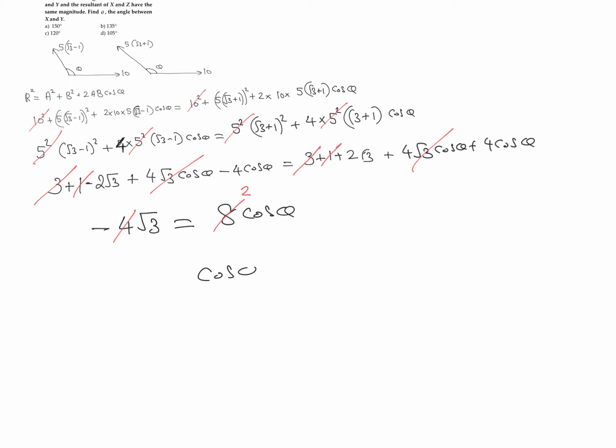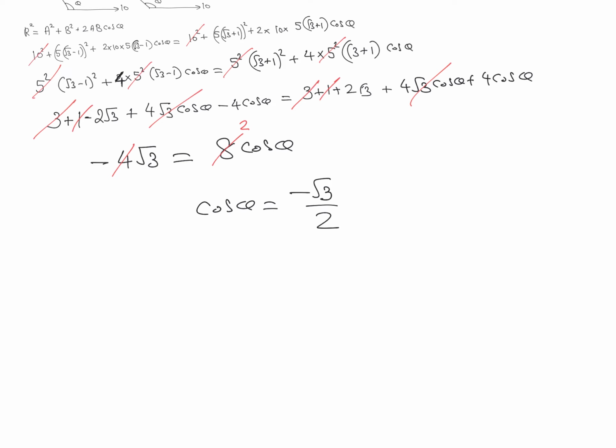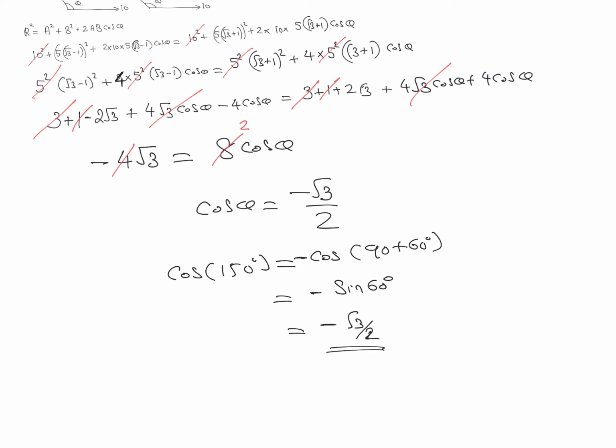So the value of cos theta is minus root 3 divided by 2. If cos theta is minus root 3 by 2, then theta is 150 degrees. We know that cos 150 degrees can be written as cos of 90 plus 60, which is minus sine 60, and sine 60 is root 3 divided by 2. So cos 150 is minus root 3 by 2. Therefore theta is 150 degrees.